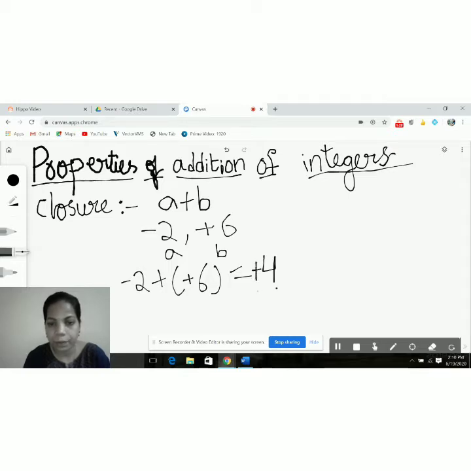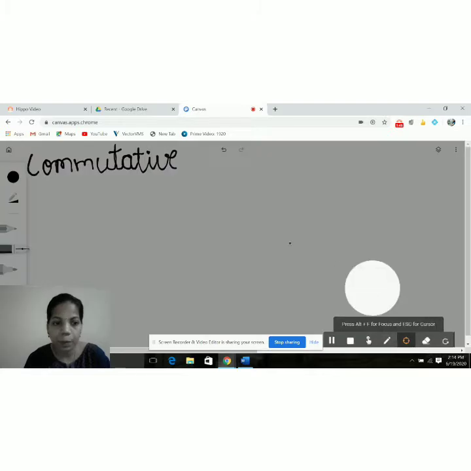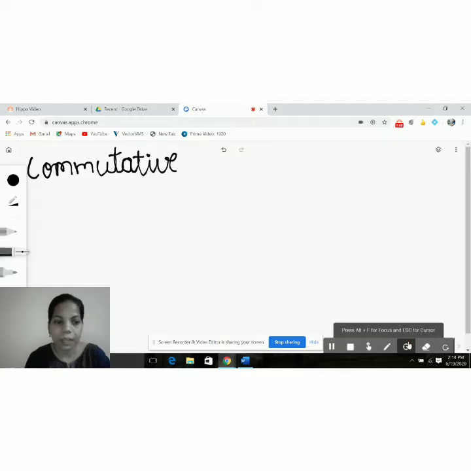So is plus 4 an integer? Yes, it is an integer. So we have taken two integers. If I add those two integers, I got an integer. This is closure property. So the next property is commutative property. What is commutative property? If a and b are two integers, then a plus b is equal to b plus a. I repeat, if a and b are any two integers, then a plus b is equal to b plus a.